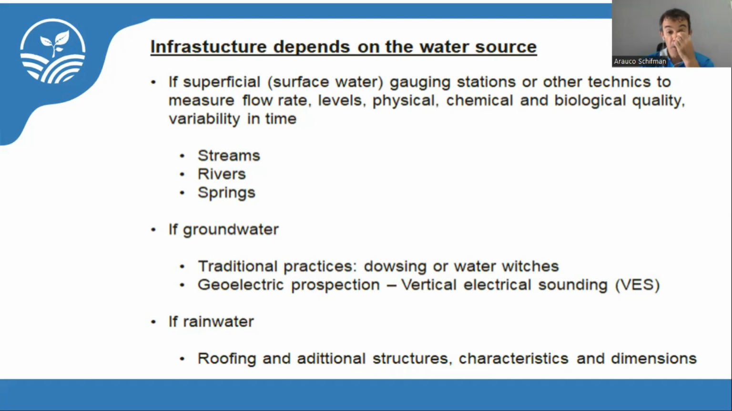If we have groundwater in a certain place, we can use different practices or techniques to do the surface water extractions: traditional practices like dowsing or water witches, and geoelectric prospection, the vertical electric sounding. And if we only have rainwater, we need to construct roofing and additional structures in order to catch that water, and we need to know the characteristics and dimensions we need to keep in mind.